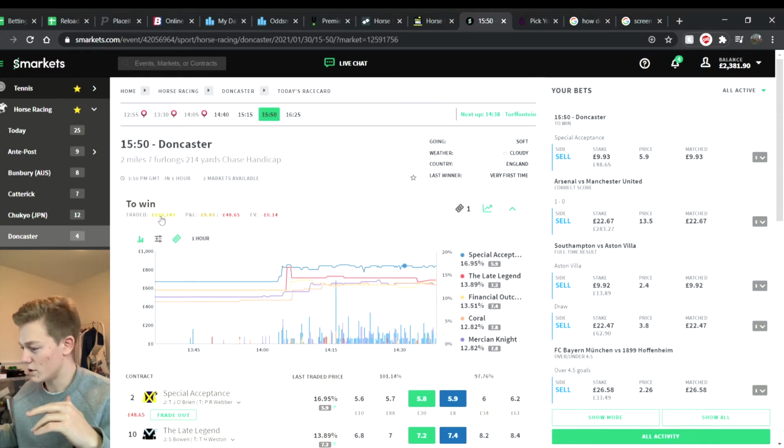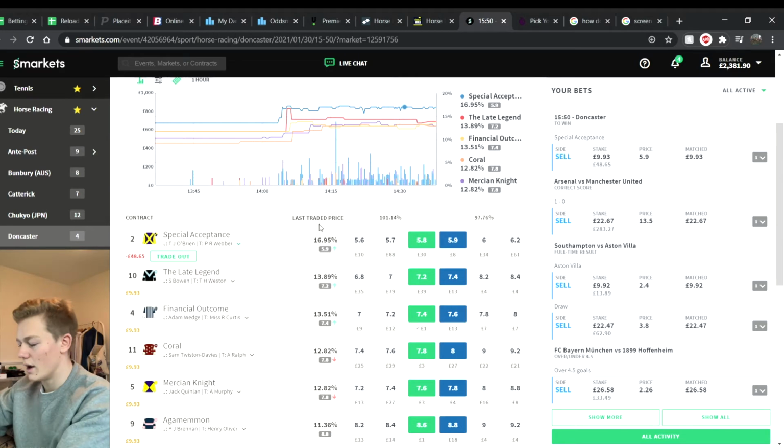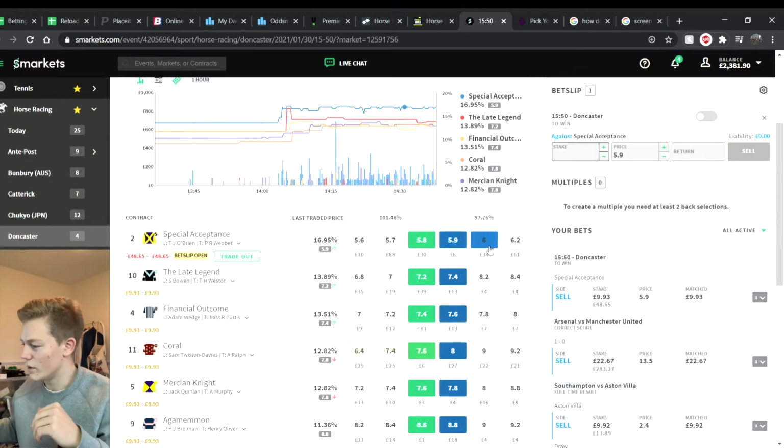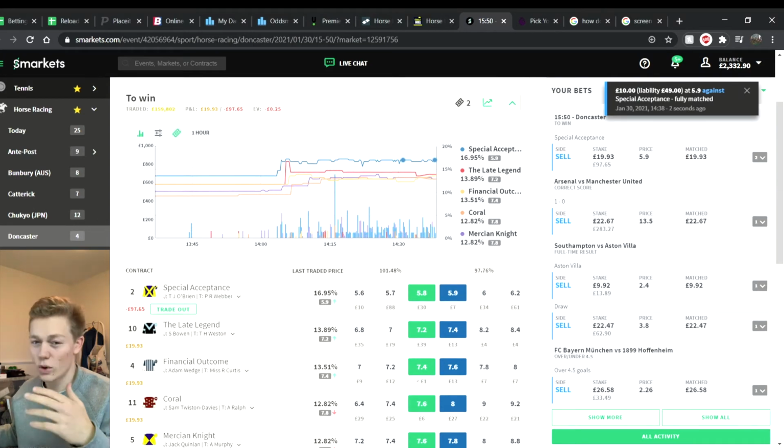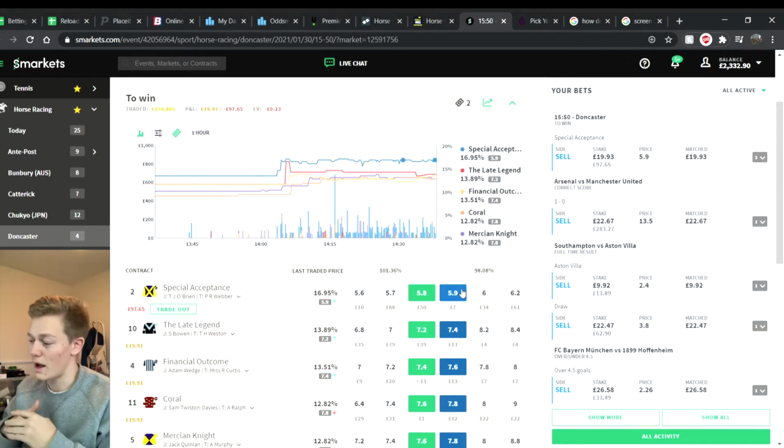So if I was to place something that's over 5.9, let's do £10, we can see that it's fully matched because there was enough liquidity in the market available to match my bet. That doesn't always happen, but it happens most of the time on the bigger races and the bigger matches. So yeah, those are the key terms of exchanges that we need to know about.